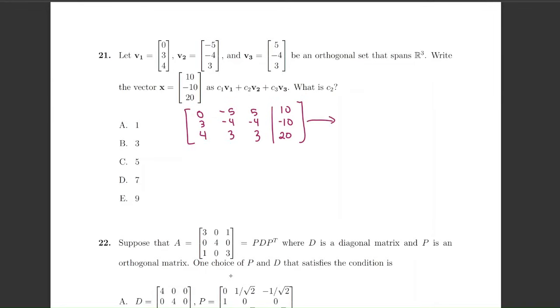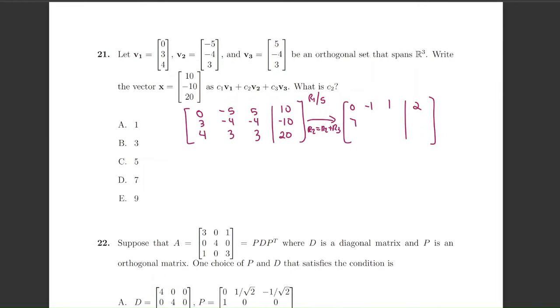So I'm just going to divide the first row by 5. That gives me 0, negative 1, 1, 2. Then I'm going to add row 2 and row 3. This gives me 7, negative 1, negative 1, and then 10. And then I'll just leave this one as is.